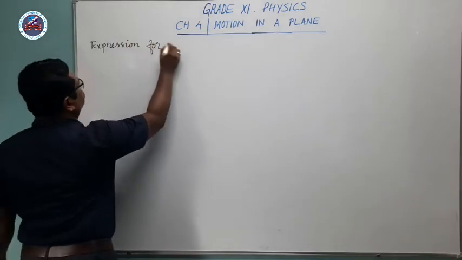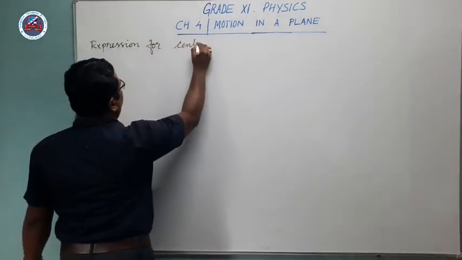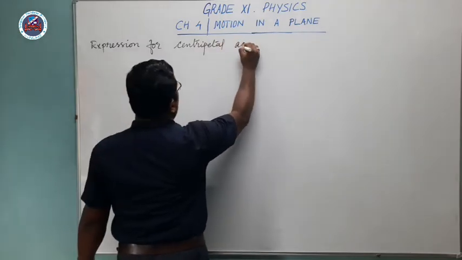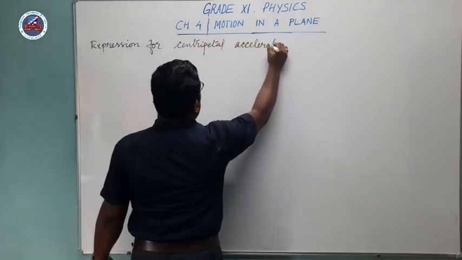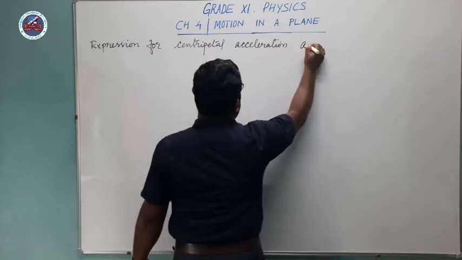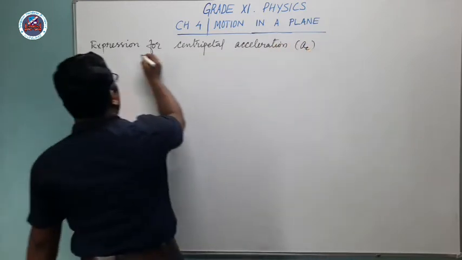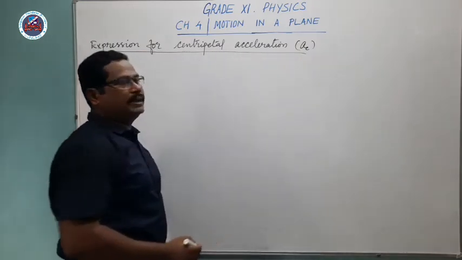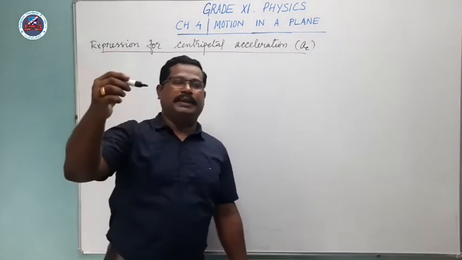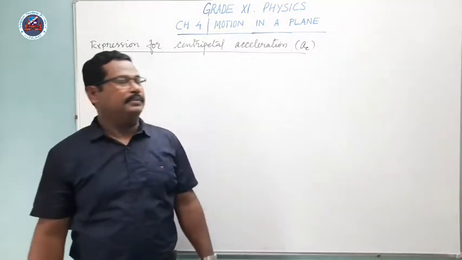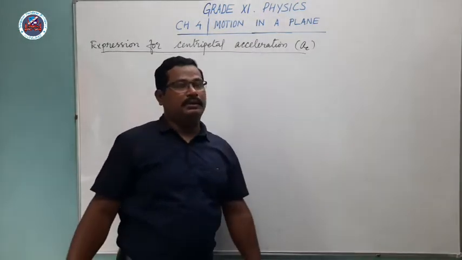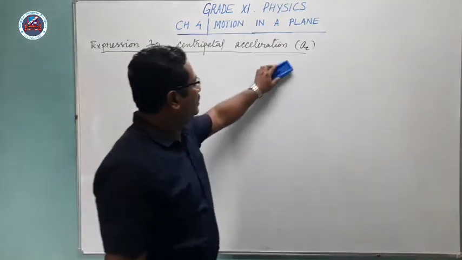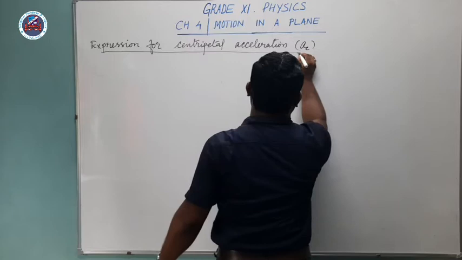Expression for centripetal acceleration, we write it as AC. Centripetal acceleration means angular acceleration, the same thing. Angular acceleration is the angular velocity per unit time. That is your angular acceleration or centripetal acceleration. Here, see the diagram with how to draw and how to get the expression.